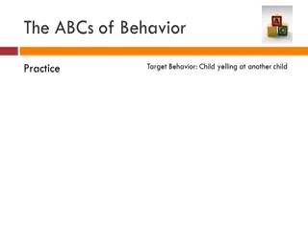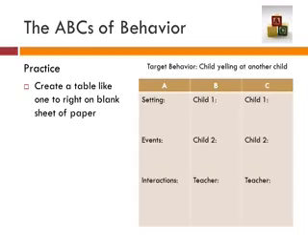After you identify your target behavior, you need to create a simple ABC table. The ABC table has 3 columns, one for each letter of ABC. In each column, there are also the elements that you'll need to look for.